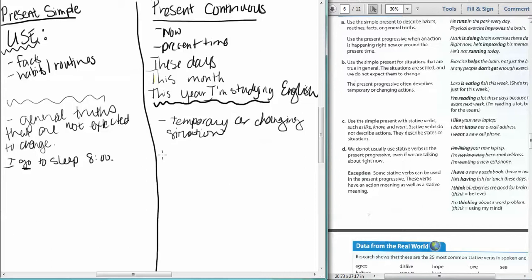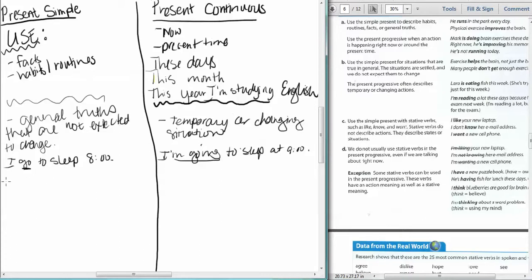But over here, it's a temporary. I'm going to sleep at 9 o'clock. This may be for right now, these days, at this time, this week, this year, but it's not something that I expect to be doing for the rest of my life. It's a changing situation and it's temporary.